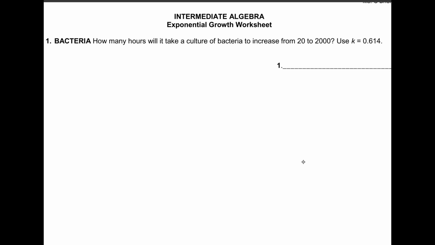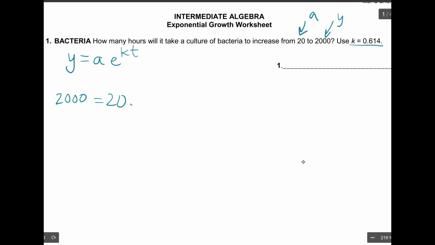Use the K value. Okay, so we're doing it in terms of hours. So that's what my rate is in. So I have y is equal to a times e to the kt. Let's fill it in. This is my a because that's how much I start with. I start with 20. My y is how much I end with. I'm ending with 2,000. Ethan, you writing this down? And clearly this is my k because I told you what it was. So, all right, let's plug it in. So I have 2,000 is equal to 20 times e to the 0.614 t. I need to solve for this time. I need to get it by itself.